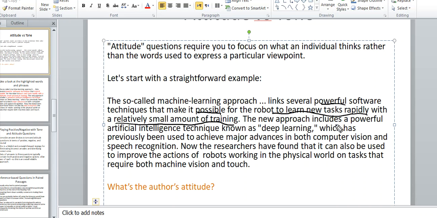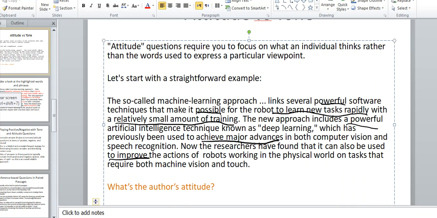The new approach includes a powerful artificial intelligence technique known as deep learning, which has previously been used to achieve major advances in both computer vision and speech recognition. Now, the researchers have found that it can also be used to improve the actions of robots working in the physical world on tasks that require both machine vision and touch. So we got a lot of positive feedback on this technique or this technology we're talking about.